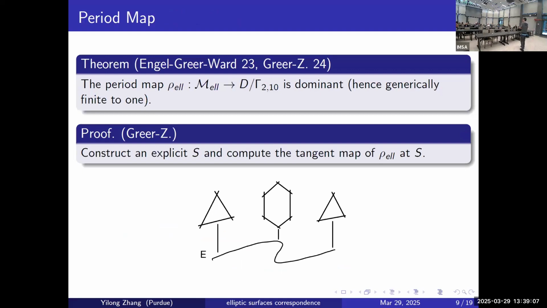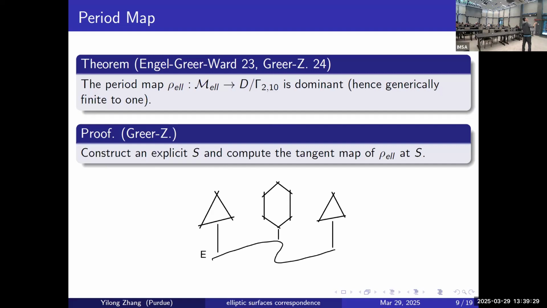So if we only care about this period map for H2, you can ask, does it satisfy, for example, infinitesimal Torelli? And this is precisely just asking if the period map is dominant, because we are working with some n-dimensional moduli space and n-dimensional period space. It's very similar to the history case.